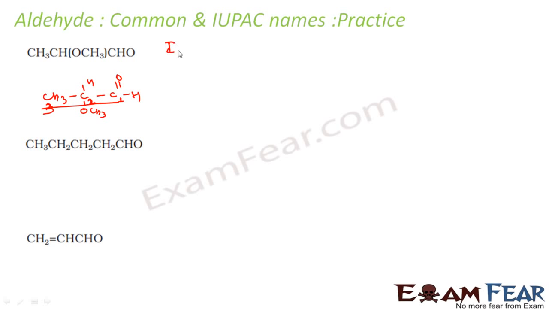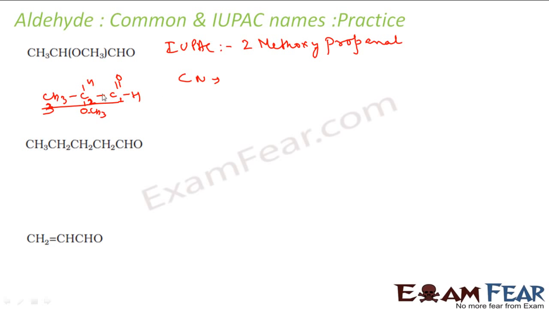Correct. So first let me take the IUPAC name. If you see, at second position I have a methoxy group, OCH3. So it will be 2-methoxy, and then I have 3 carbons in the chain, so propanoic acid. This will be the IUPAC name. Pretty easy: at 2 I have methoxy, so 2-methoxypropanoic acid. Let's write the common name.